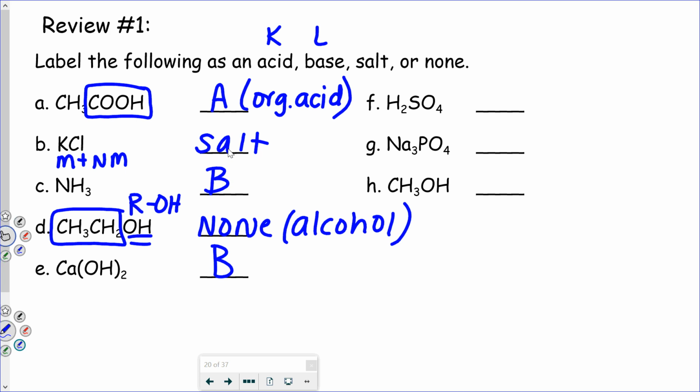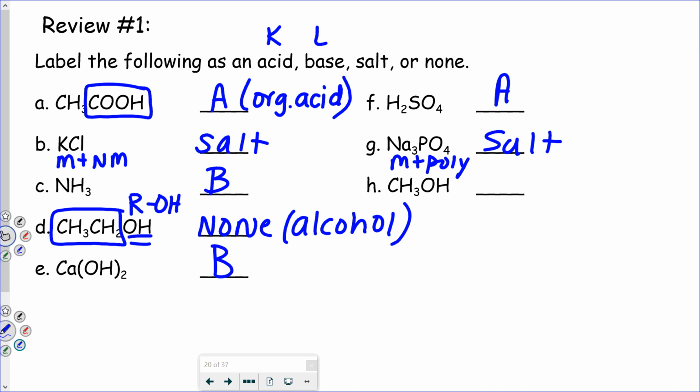For F, I check Table K, which are my common acids, and it is about halfway down. This is sulfuric acid, so this is an acid. For G, I have Na3PO4. That is not found on Table K or L, so it's not an acid or a base. So it's either a salt or it's an organic compound. Well, there's no carbons, no hydrogen, so it can't be organic. And here I've got a metal and a polyatomic, so this must be a salt.